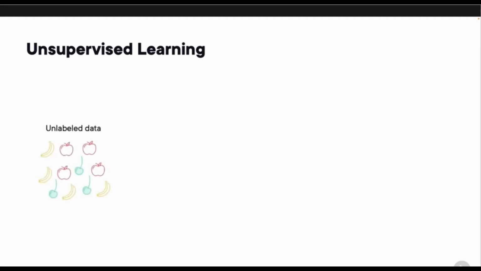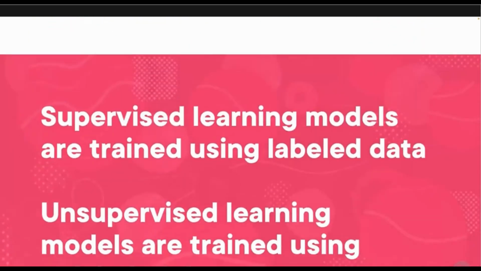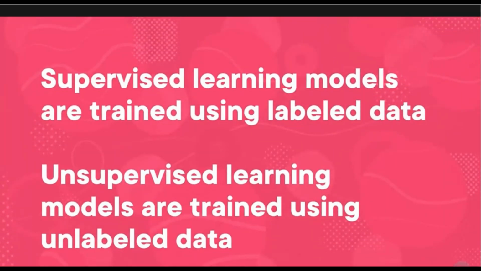Here, you can see the same set of data being fed into the model, but this time we provide it with no labels. The model then discovers similarities and patterns in the data using various techniques and then groups them accordingly. At no point does the system know the correct output with certainty. Instead, it draws inferences from datasets as to what the output should be. So the basic difference between a supervised model and unsupervised model is this. Supervised learning models are trained using labeled data, while unsupervised learning models are trained using unlabeled data.